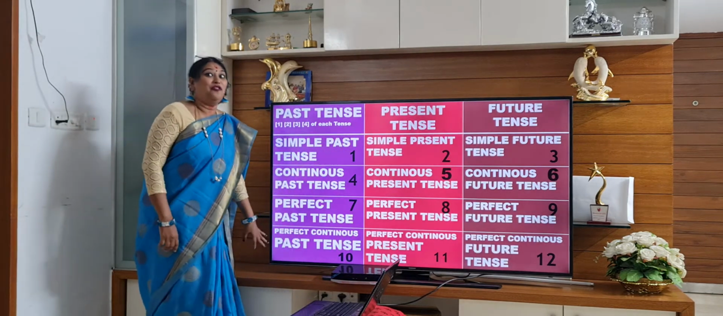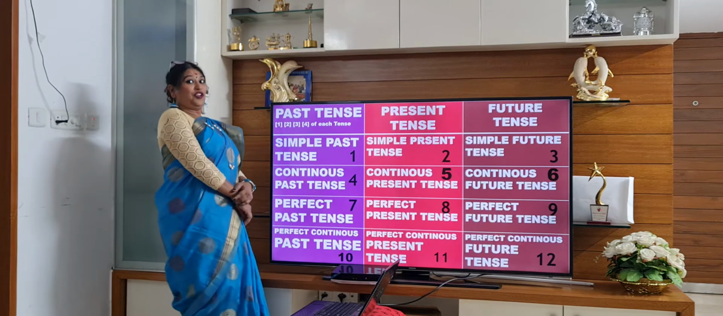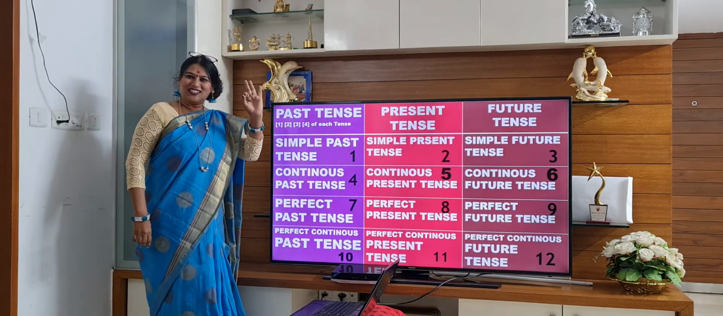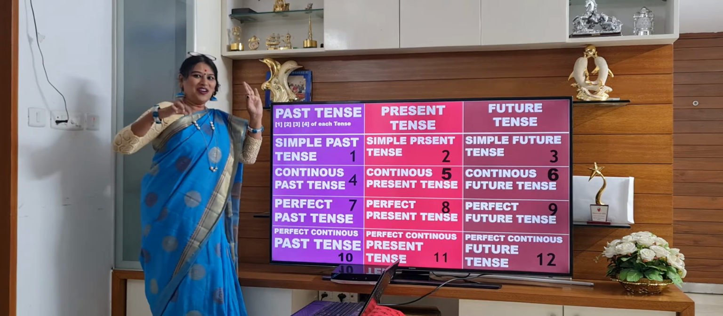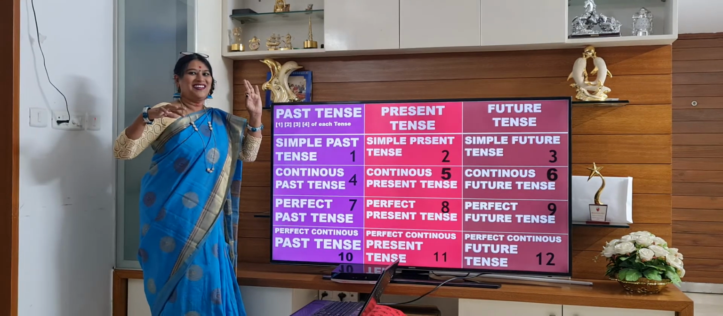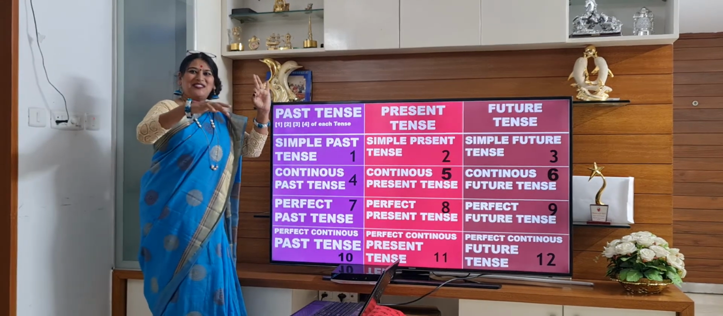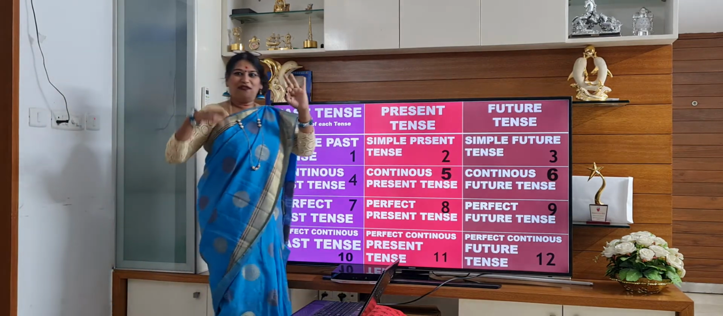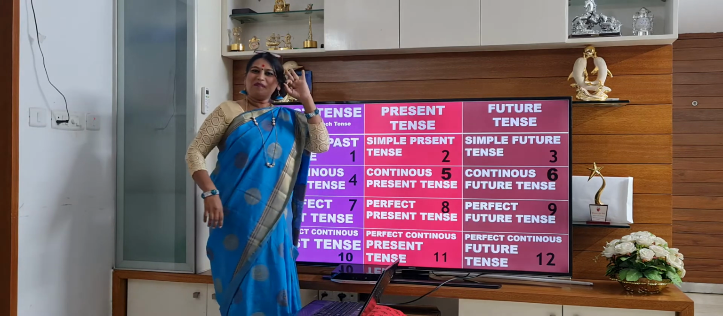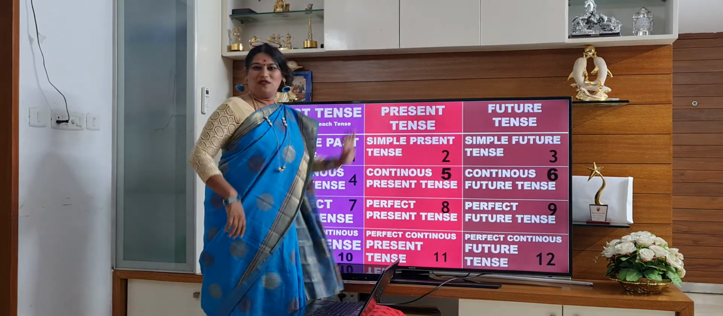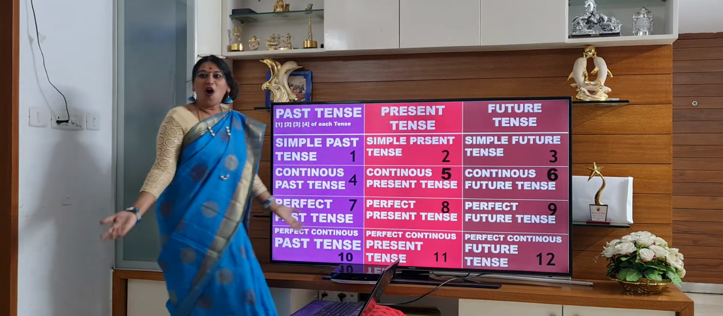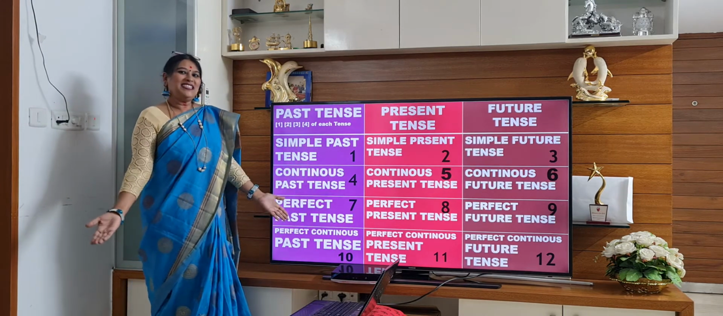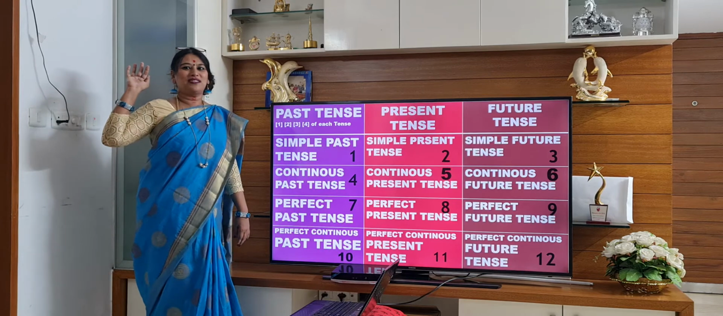And now comes the fourth wheel of the bus. What is this action? Perfect continuous. Perfect continuous past tense. Perfect continuous present tense. Perfect continuous future tense. Sorted. All done, dear. 12 tenses at your fingertips.